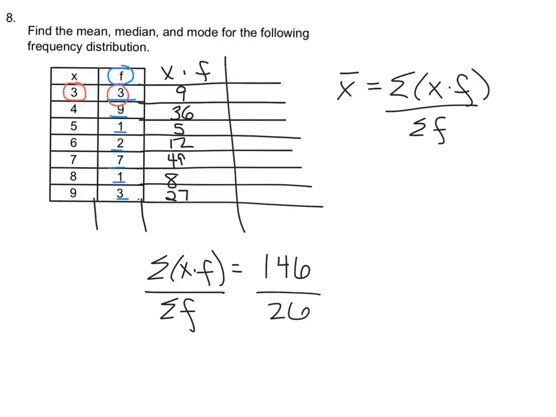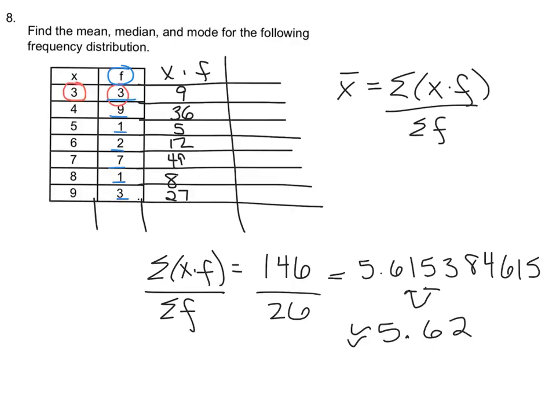Then to find the mean, we just divide 146 by 26 to get a decimal of 5.615384615. And we want to round our final answer to 2 decimal places. So I'll look at the value in the third decimal place, which is a 5. Since 5 is a 5 or greater, I'm going to round the value next to it up. So my rounded answer is 5.62. That's the value for the mean.